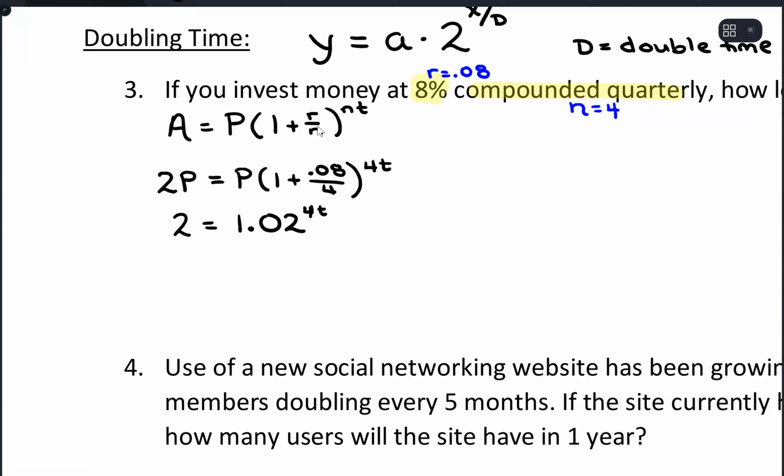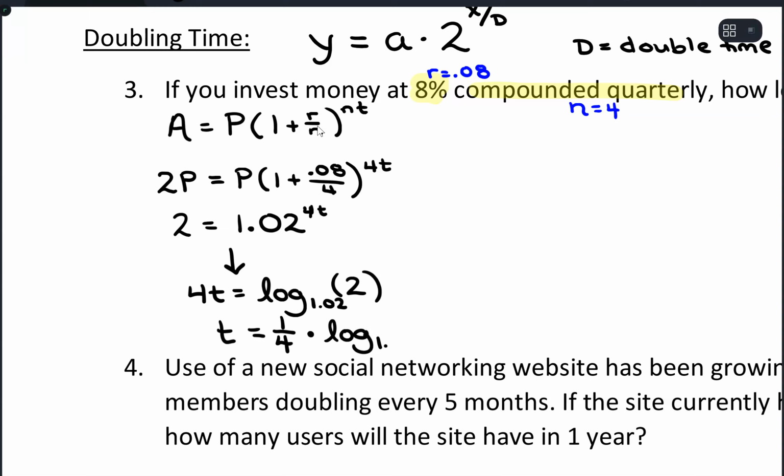My variable is stuck in the exponent, so to solve for it, I'm going to need logarithms. So the exponent 4t is equal to a logarithm base 1.02 of that value of 2. And then to get t all alone, I would just need to divide both sides by 4, or you could think of it as multiplying by 1/4 if that's easier. Either way, we're taking 1/4 times the logarithm base 1.02 of 2.